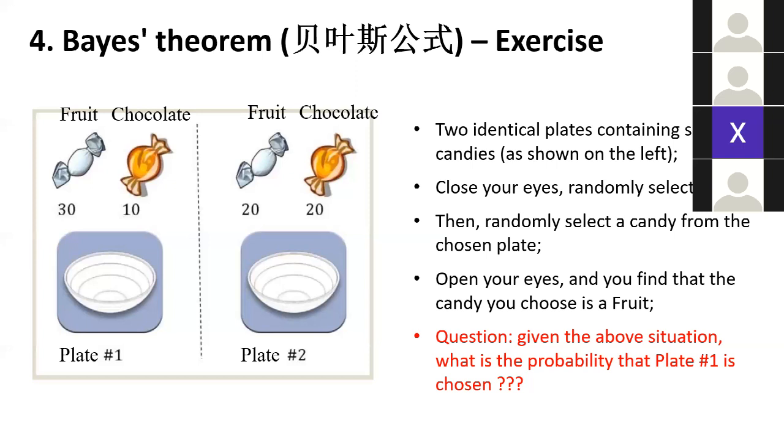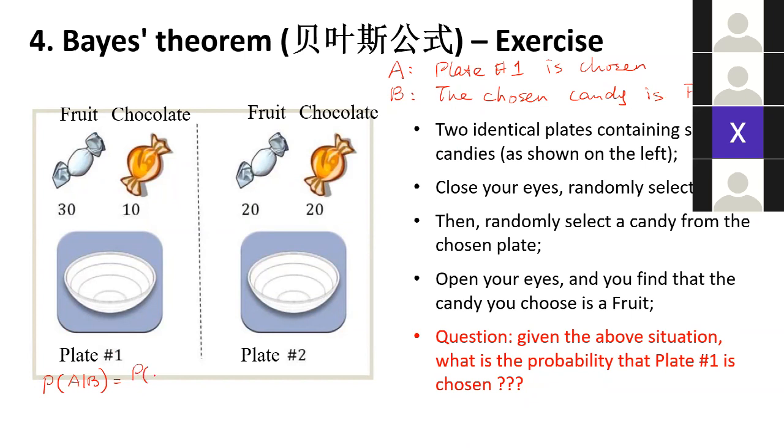Okay, have you finished? All right, we have to define two events, right? The first event, A, is the event of interest. That means plate number 1 is chosen. So how about event 2? Event B is the event that already happened, right? Event B is that the chosen candy is a fruit. So here we want to find the probability of A given B, right? That means given that the chosen candy is a fruit, we want to find the probability of A given B.